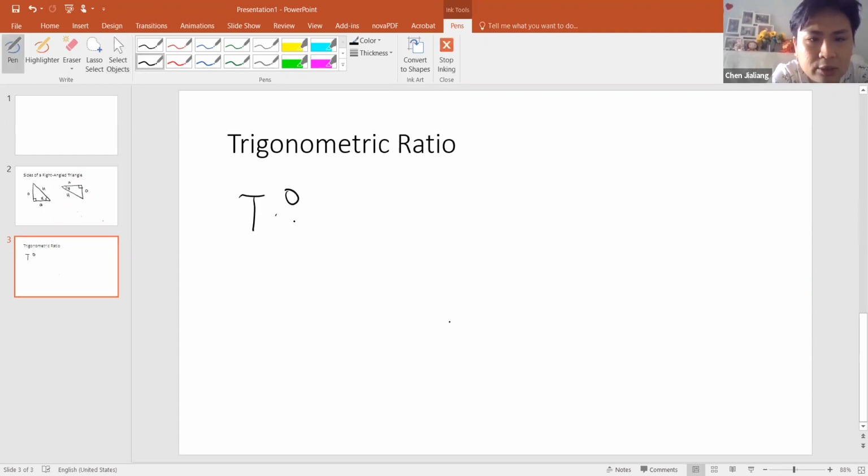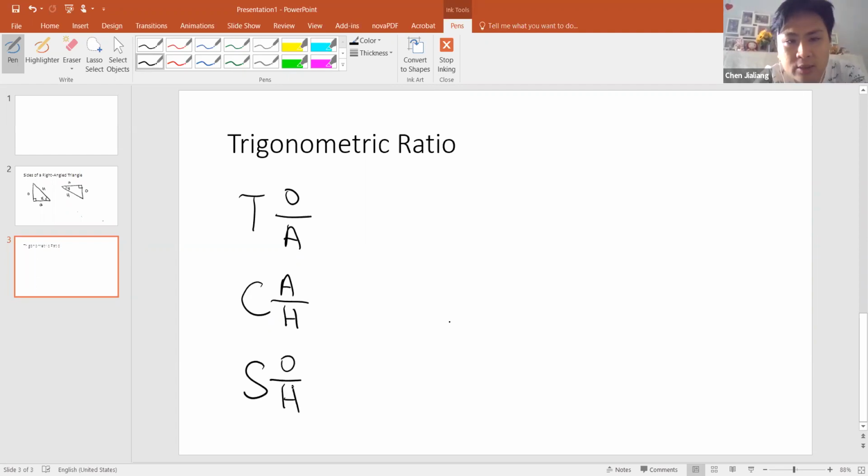tangent, so we call it the toa. Then cosine we call it the cah, and sine we call it the soh. So toa cah soh. So this one is actually a Hokkien word, meaning Bigfoot auntie. Toa T-O-A, cah C-A-H, soh S-O-H. So this is actually meaning Bigfoot auntie in the Hokkien language. Right? Okay.